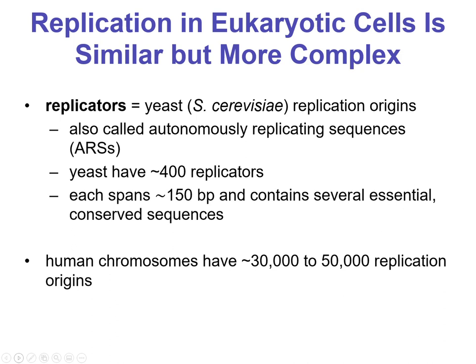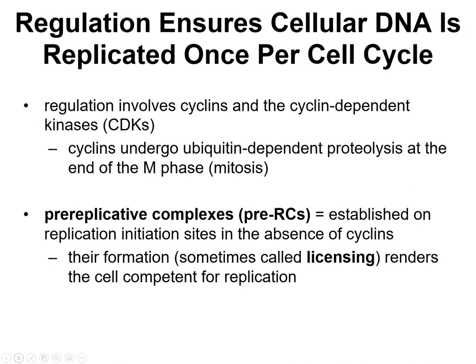Human chromosomes, which are very large, have about 30 to 50,000 replication origins. And this makes sense because, I mean, we've got a lot of DNA to replicate. And if we just had a few sites where we can start the replication process, it would take a very, very long time to go through and replicate the entire genome. Ain't nobody got time for that.